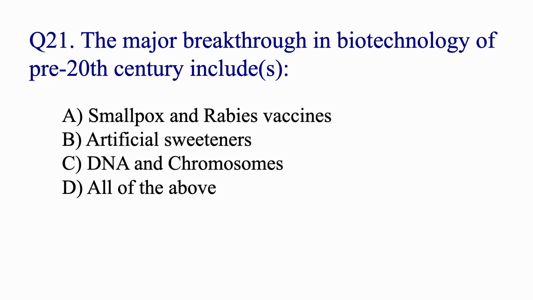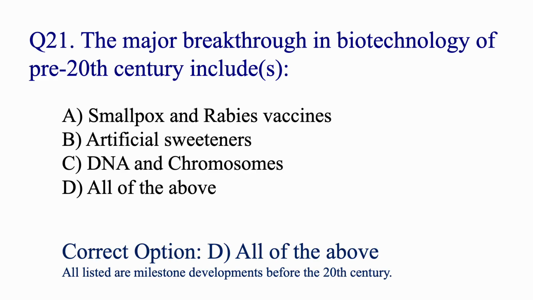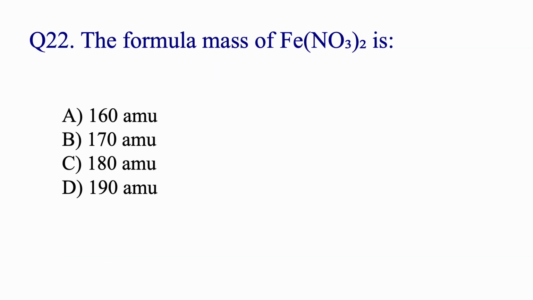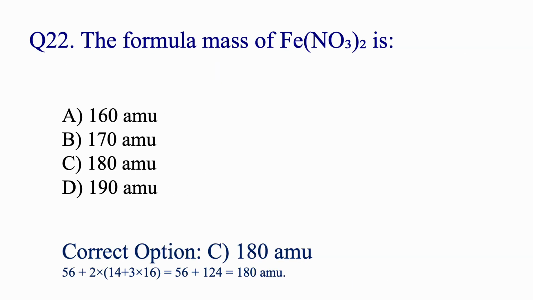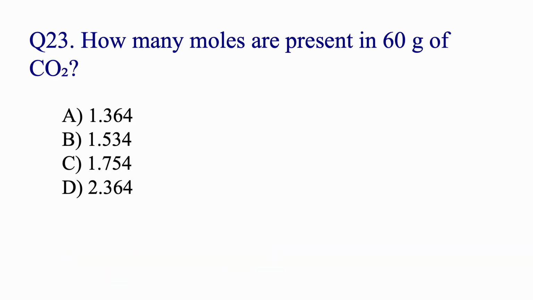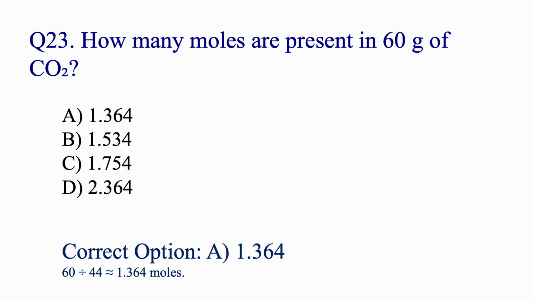The major breakthrough in biotechnology of pre-20th century include all of the above: smallpox and rabies vaccine, artificial sweeteners, and DNA and chromosomes. The formula mass of iron nitrate is 180 AMU. How many moles are present in 60 gram of carbon dioxide? 1.364.